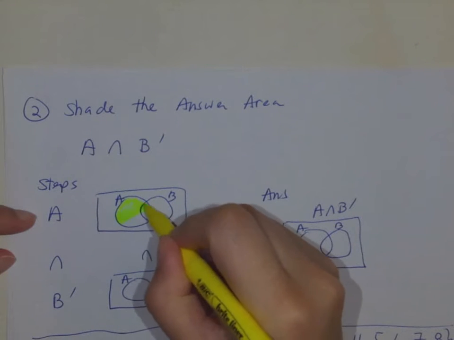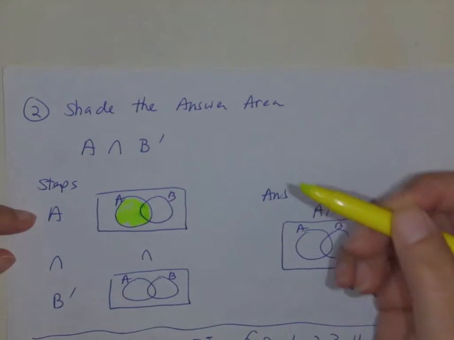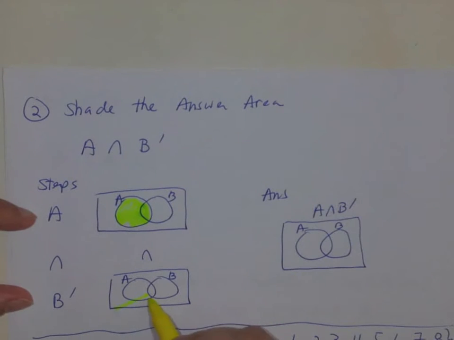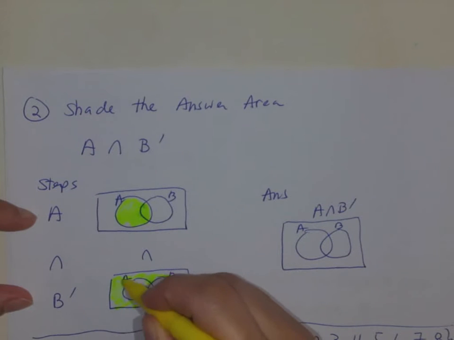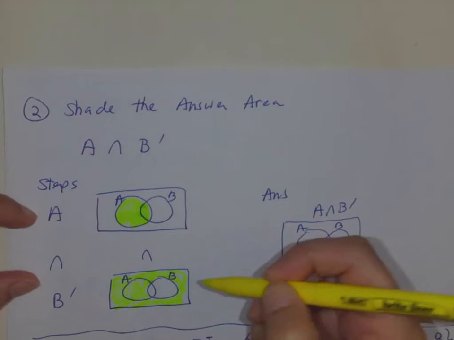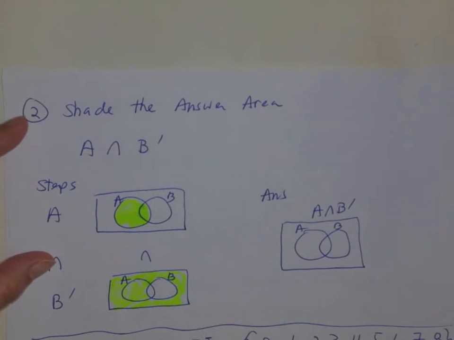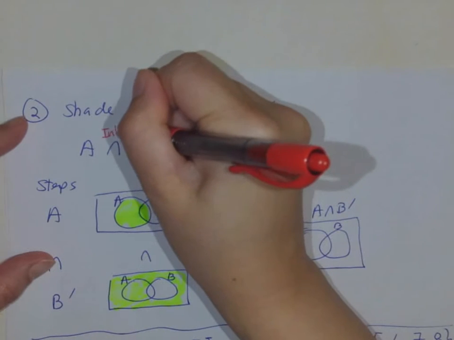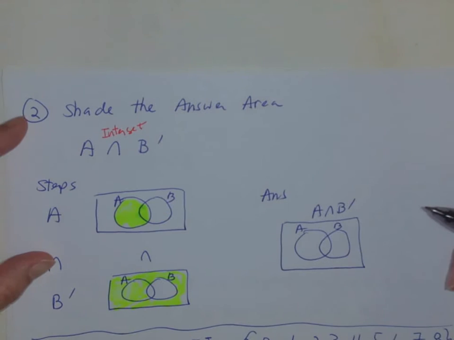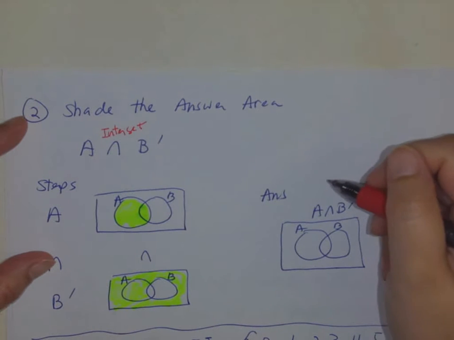How about the second part? Not B, so anything but the B circle, right? So outside. And this time they want intersect. So intersect means overlapping part.